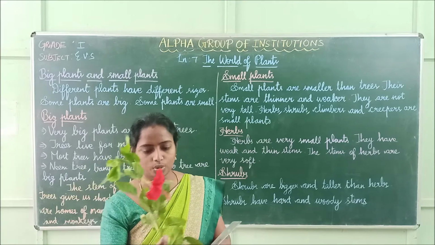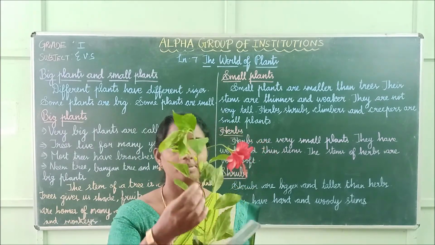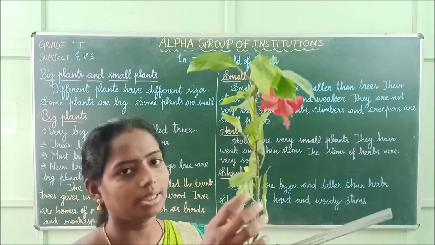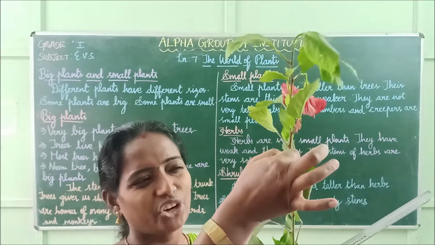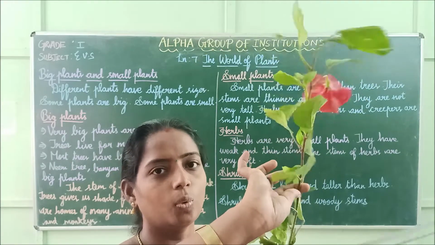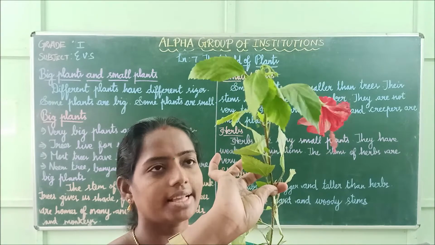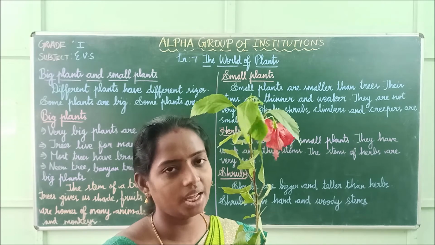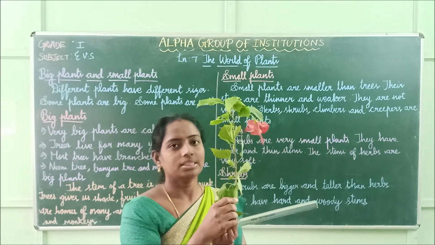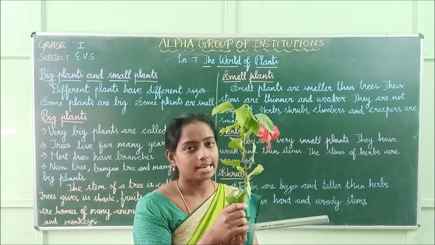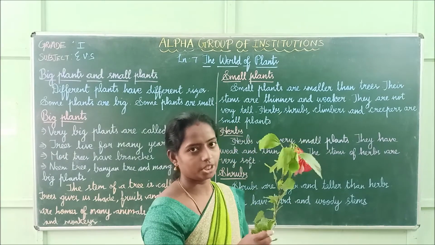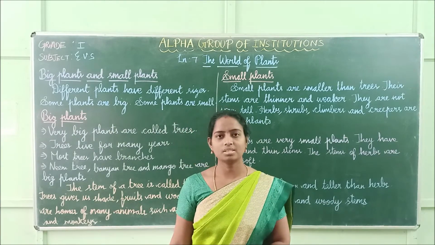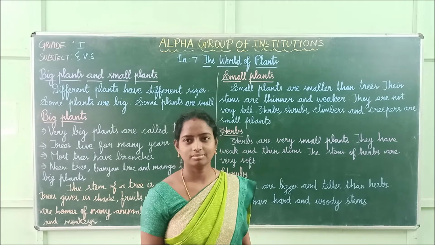Here I am going to show you hibiscus. Hibiscus flower. See, the stem is hard. See how the stem of the hibiscus flower looks. It is very hard and also woody. So the example of shrubs I showed you here is the hibiscus plant. We can also call rose plant and jasmine examples of shrubs. Okay, children, today we have discussed trees, herbs and shrubs.